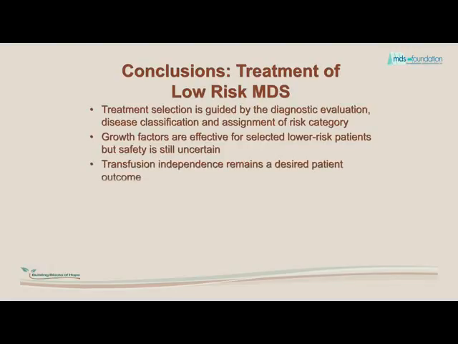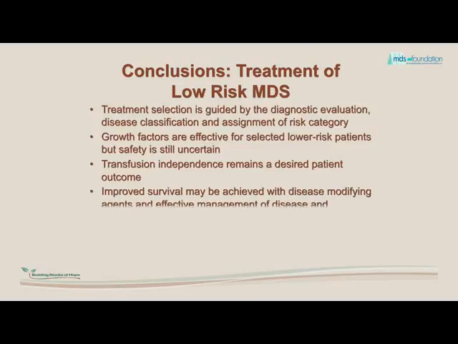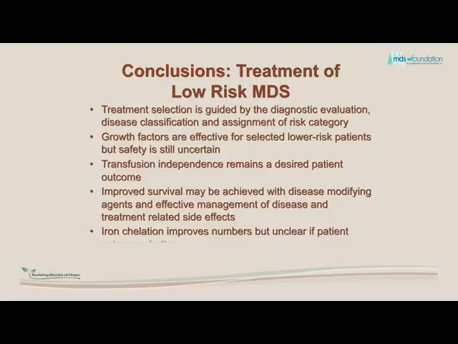Transfusion independence, we now know, remains a desired patient outcome that may improve overall survival. An improvement in survival and suppression of leukemia may be achieved with disease-modifying agents and effective management of disease and treatment-related side effects. Iron chelation can improve the amount of iron and decrease iron stores, but it is unclear if it leads to patient outcomes that are improved, such as improvement in survival and lower risk of leukemia.